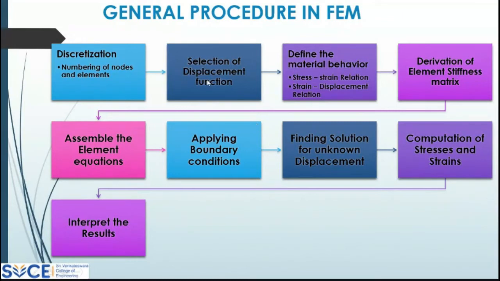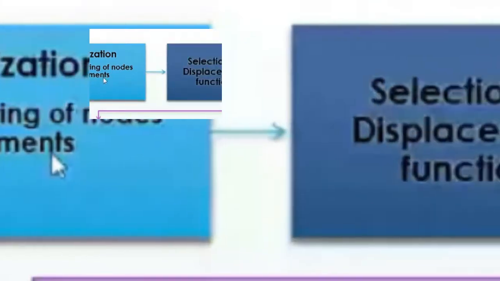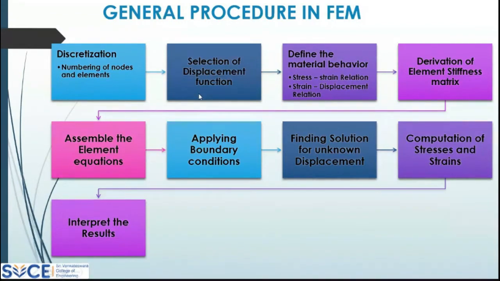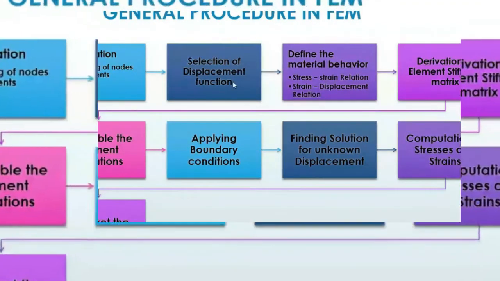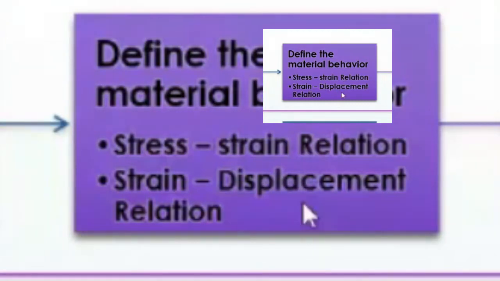These are the general steps in FEM. First, discretization. While you discretize, you will have a number of nodes and elements. You have to decide how many nodes and elements you have to discretize into. Then you select a displacement function, whether it's a linear function or a cubic function, whatever it is. Then define a material behavior, what type of material it is, by giving the stress-strain relation, where stress and strain are related by Young's modulus, right? Similarly, the strain-displacement relation. These things we can use to identify your material behavior.